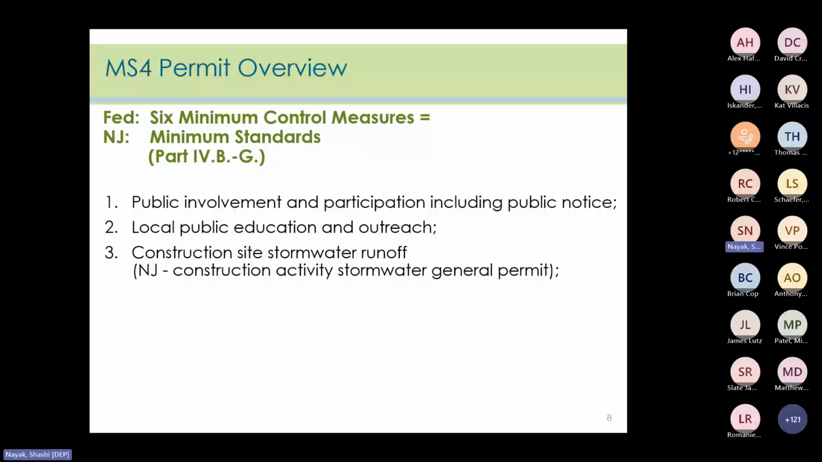The federal program requires that the MS4 stormwater program includes the 6 minimum control measures. The New Jersey MS4 permits require the same things, except they are called the minimum standards and are found in Part 4, Sections B through G in your permit. The 6 minimum control measures cover: 1. Public involvement and participation, including requirements for public notice.